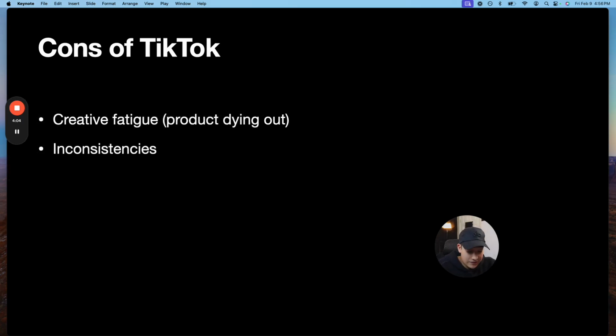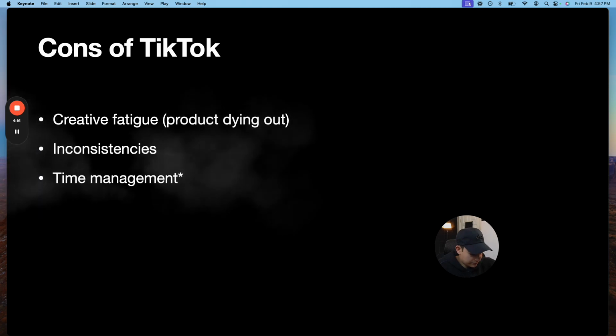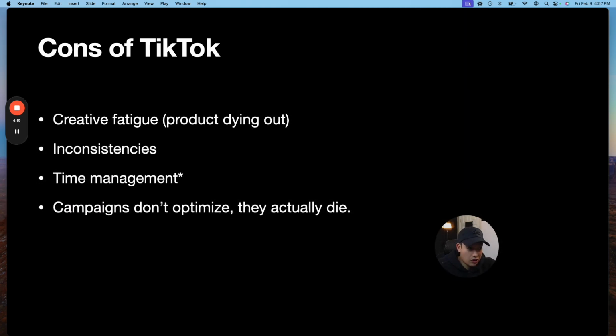And TikTok is very, very inconsistent, partly because campaigns don't optimize and they actually die out. So to get things consistent, you're not hoping that a campaign is consistent. You're actually launching new campaigns every single night, kind of just spinning a lottery wheel, turning off the bad ad groups, turning off the bad campaigns. And it's just not optimal. It kind of goes against advertising and hoping machine learning learns and gets better over time.